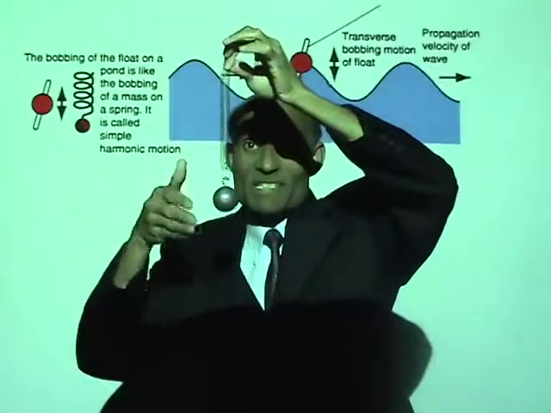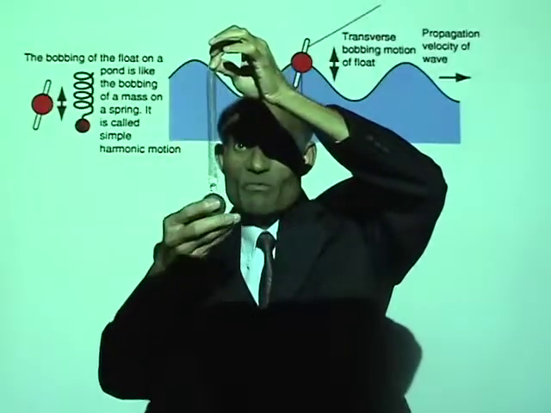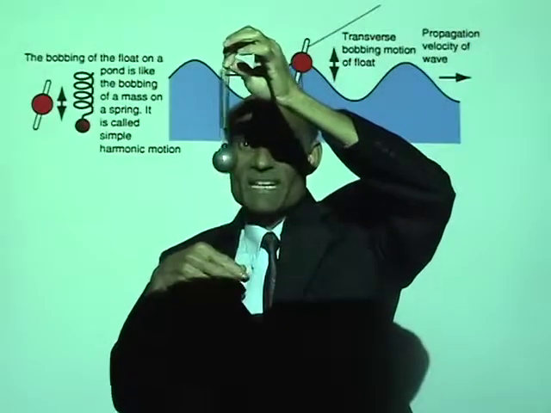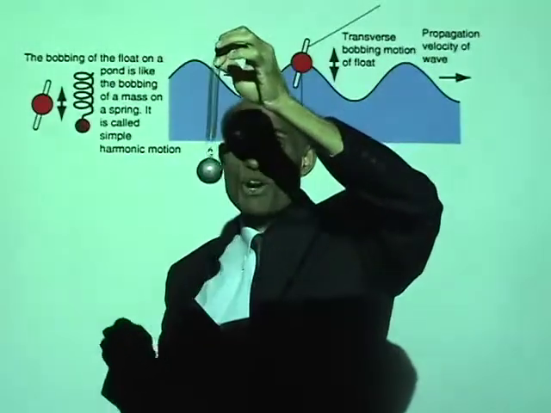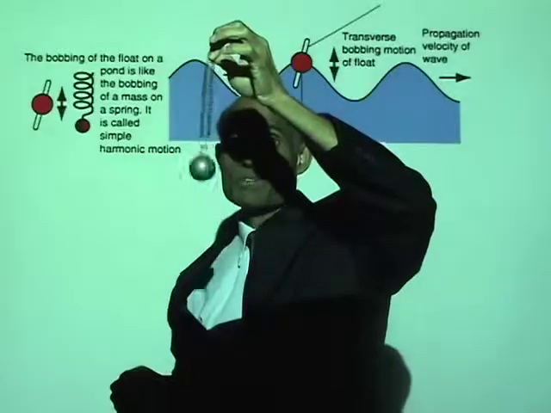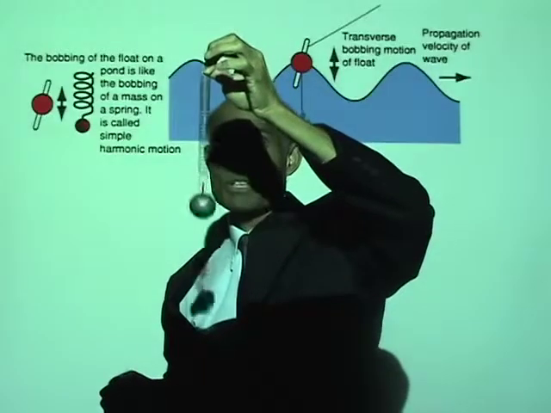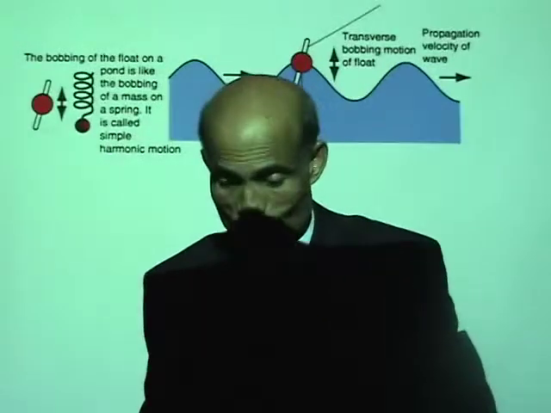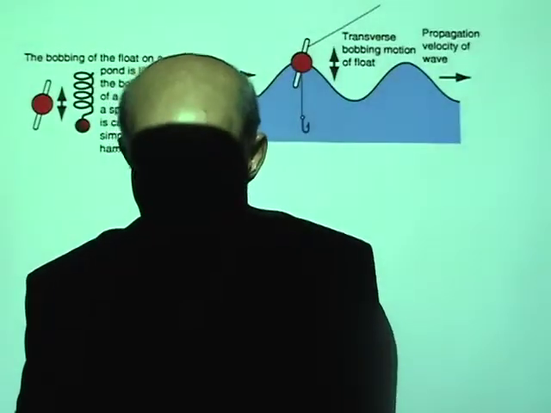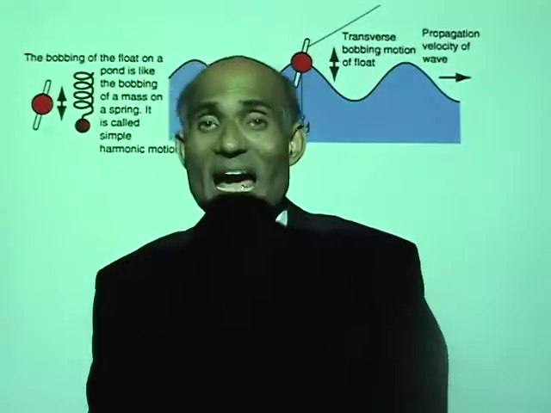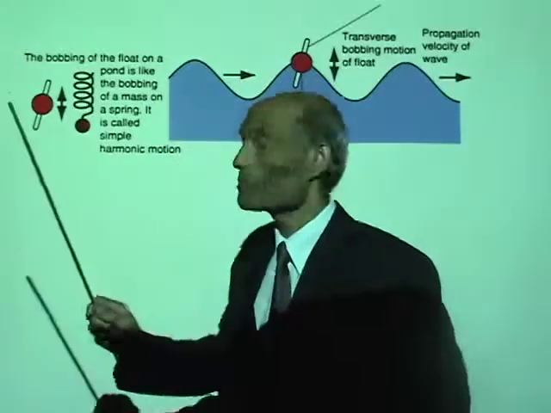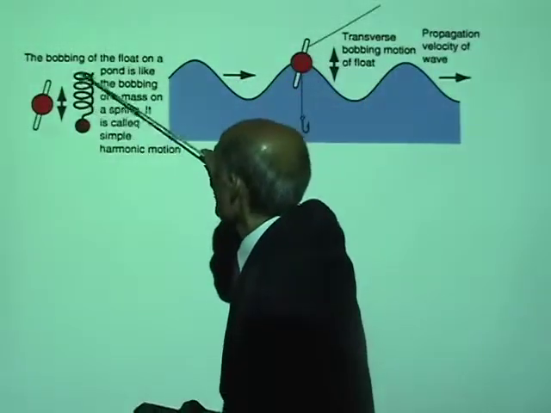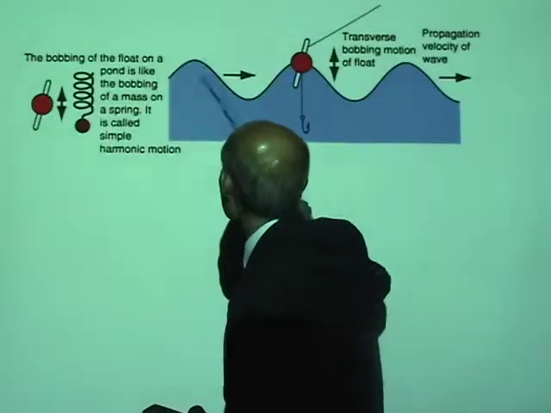Now, the segments of the string vibrate exactly like the vibrations of a loaded spring. This is the kind of vibration that the spring segment also has. Now, this vibration is handed over from segment to segment, the vibrations of the loaded spring.